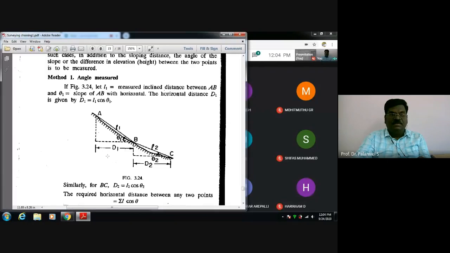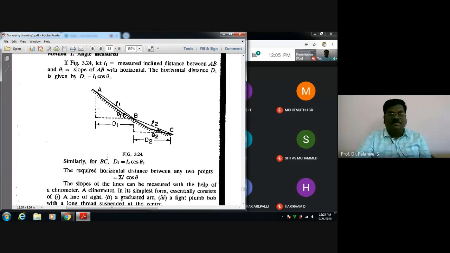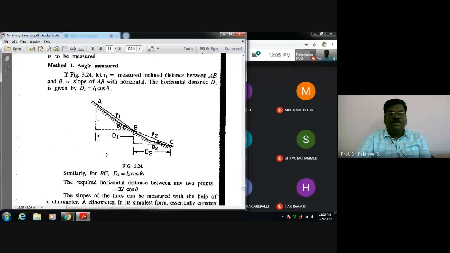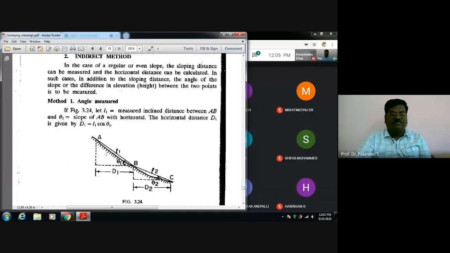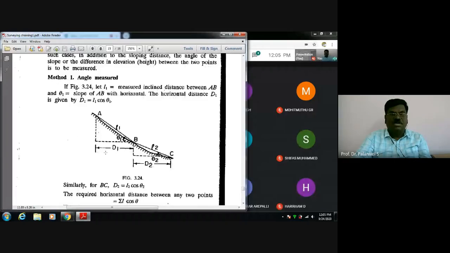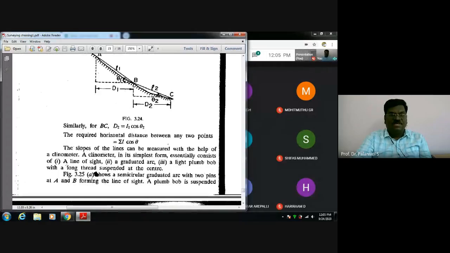Because in the plan, when we plot the relative position of points, only the horizontal distances are measured, the horizontal direction, not along the inclined line. This way we can do indirect measurement when we do chaining on sloping grounds or uneven grounds, right? That's what is given here. The slope of the line can be measured with the help of a clinometer.